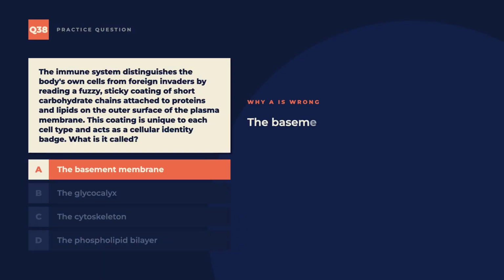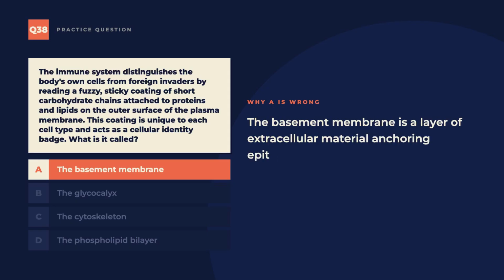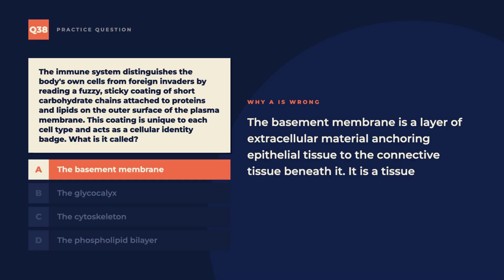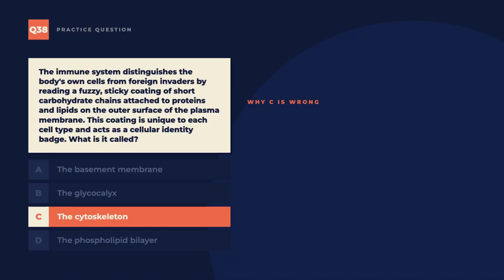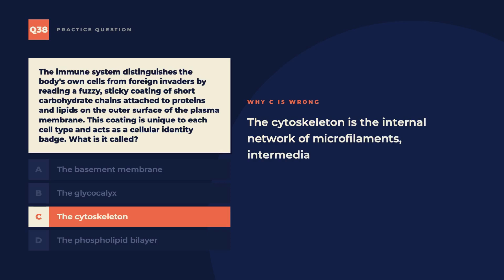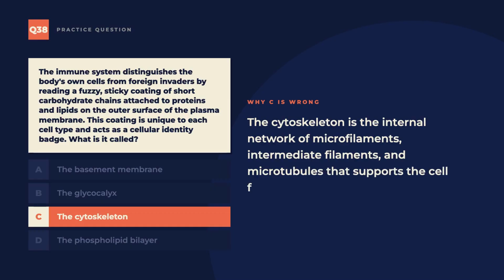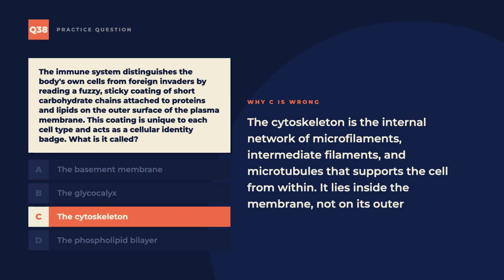A is wrong because the basement membrane is a layer of extracellular material anchoring epithelial tissue to the connective tissue beneath it. It is a tissue-level structure rather than a coating on a single cell surface. C is wrong because the cytoskeleton is the internal network of microfilaments, intermediate filaments, and microtubules that supports the cell from within. It lies inside the membrane, not on its outer face.